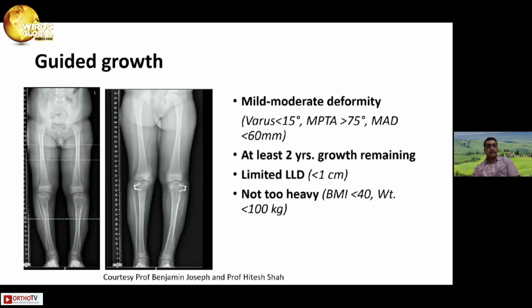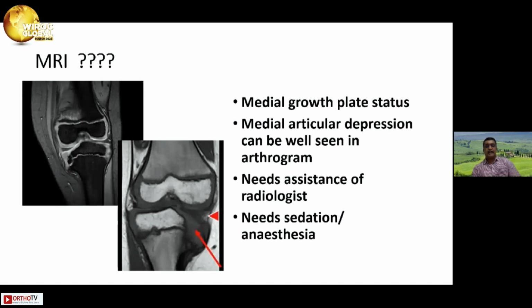Guided growth, I have not much experience with it. This is from my teacher. You can do it for mild to moderate deformity, at least 2 years of growth remaining, and limited LLD, and as long as the patient is not too heavy. MRI, you don't really need an MRI. Some people say that you need it for the medial growth plate status or the medial articular depression, but all these can be seen well with an X-ray or an arthrogram. And again, you need the assistance of a radiologist to interpret the MRI. And in both cases, anyway, you need sedation or anesthesia.